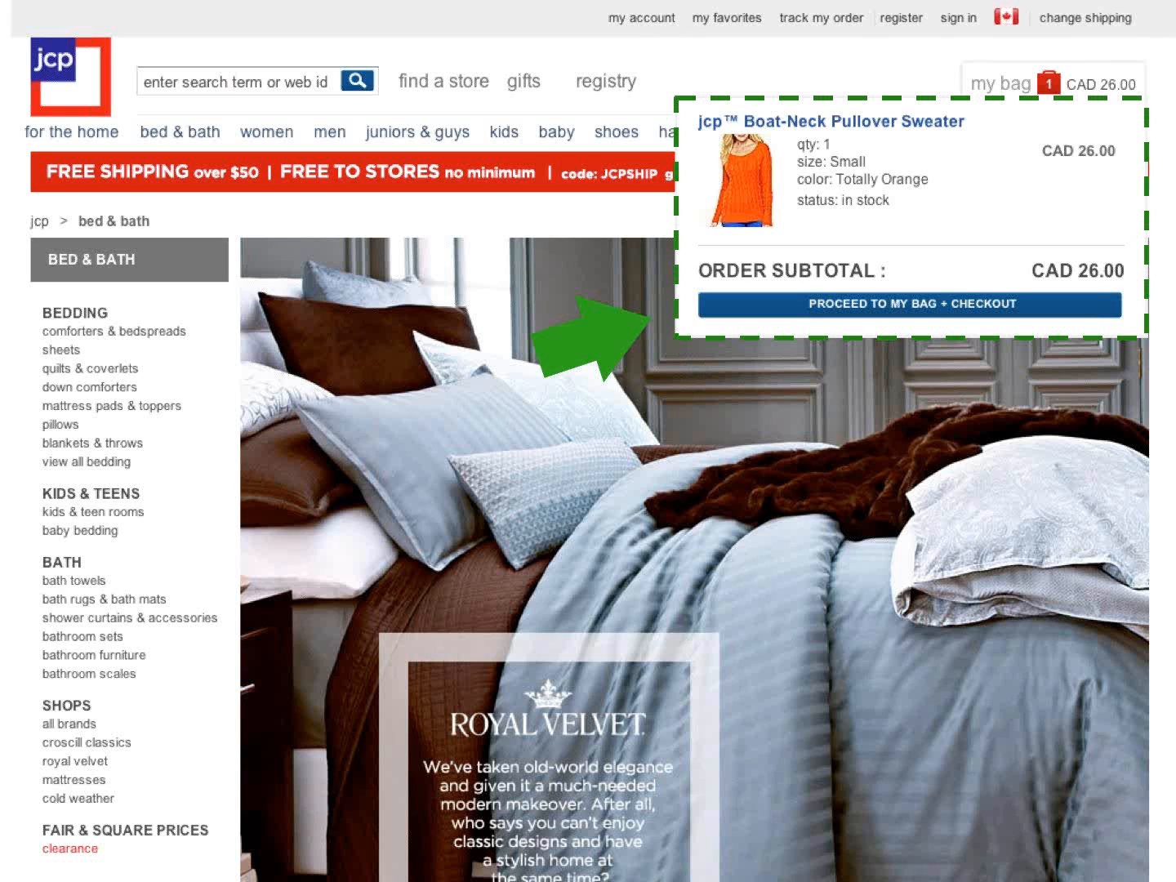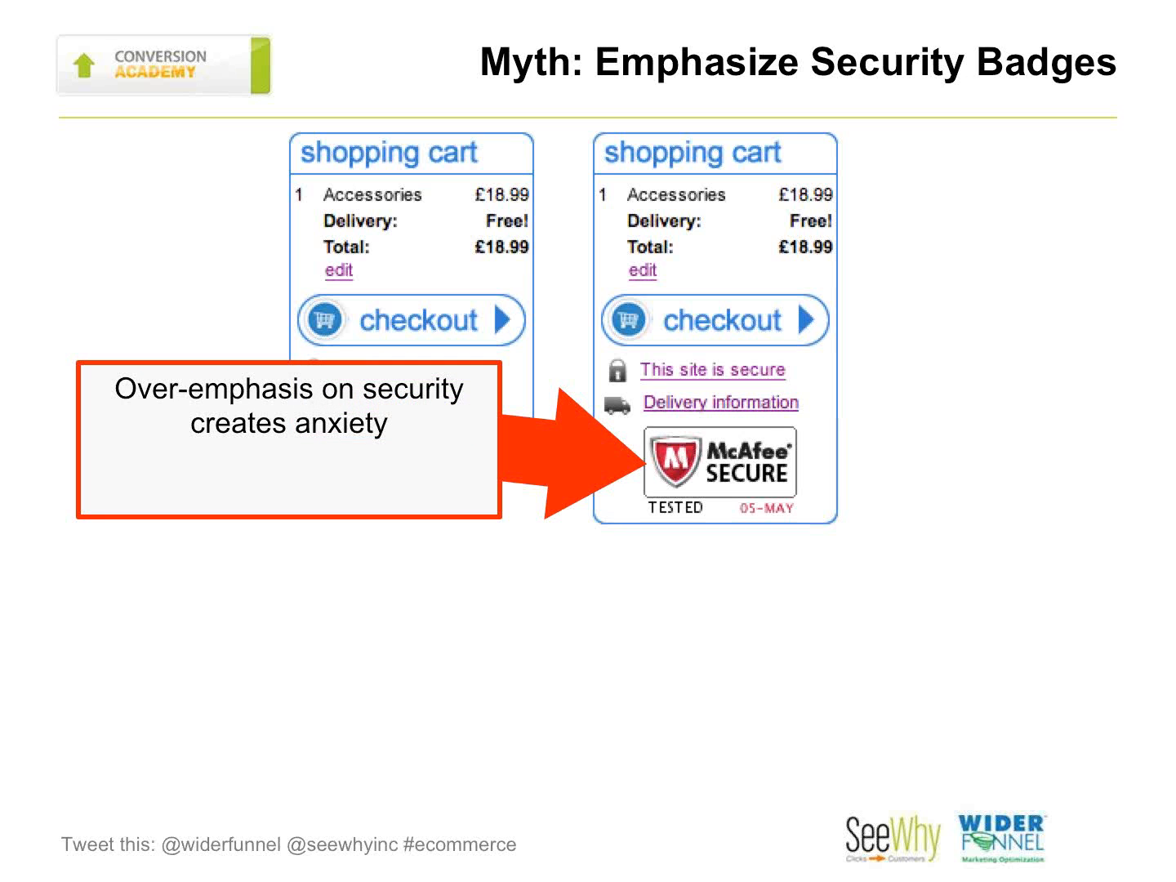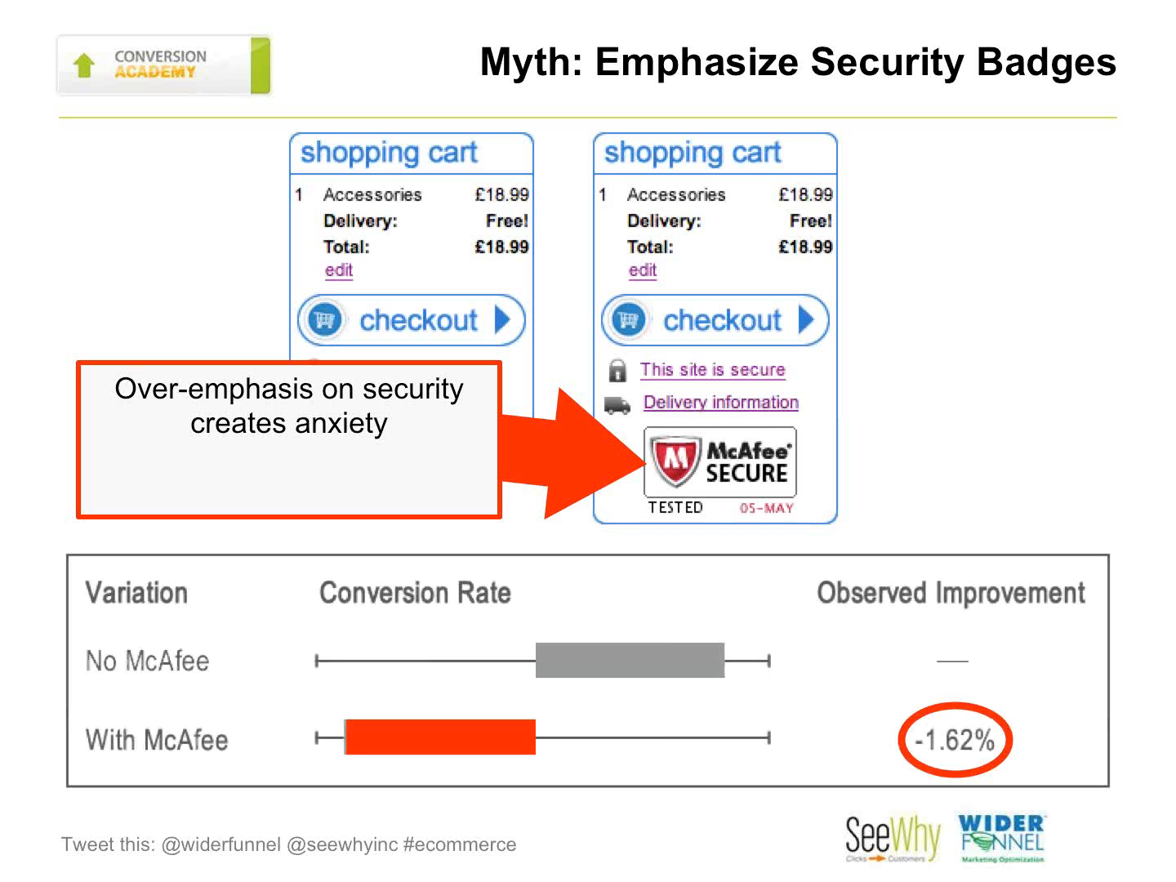Now, there's a common belief, and this is where I want to get into anxiety a little bit. There's a common belief that adding more security badges and emphasizing your security badges will increase your sales. There are a lot of so-called conversion gurus that will tell you if you're paying for these things, you should put them as prominently on your website as possible. Put them in the header, put them by your calls to action, and put them everywhere. So which one of these two do you think would win? You've got the checkout persistent call to action versus one with the McAfee Secure. It turns out we actually tested this and found that an overemphasis on security actually creates anxiety. And in this case, it actually reduced sales.